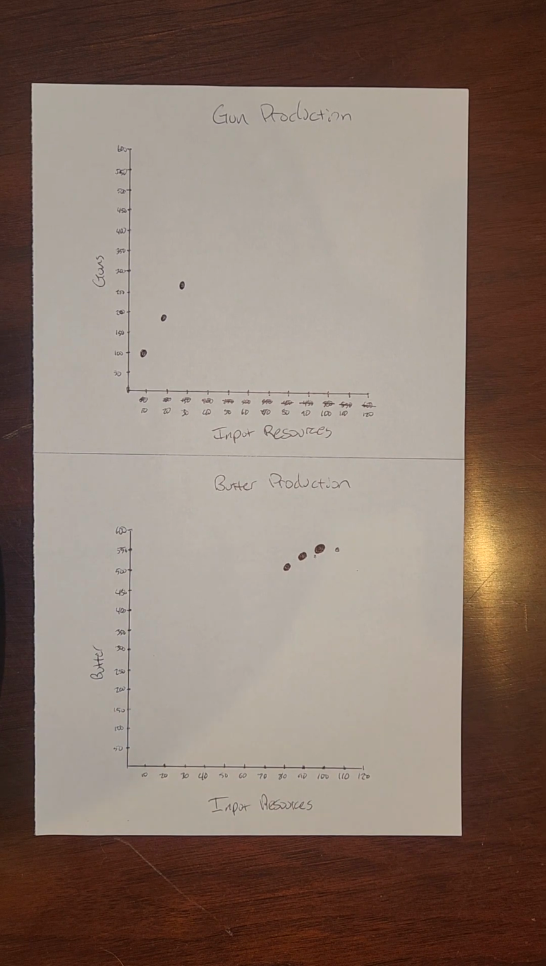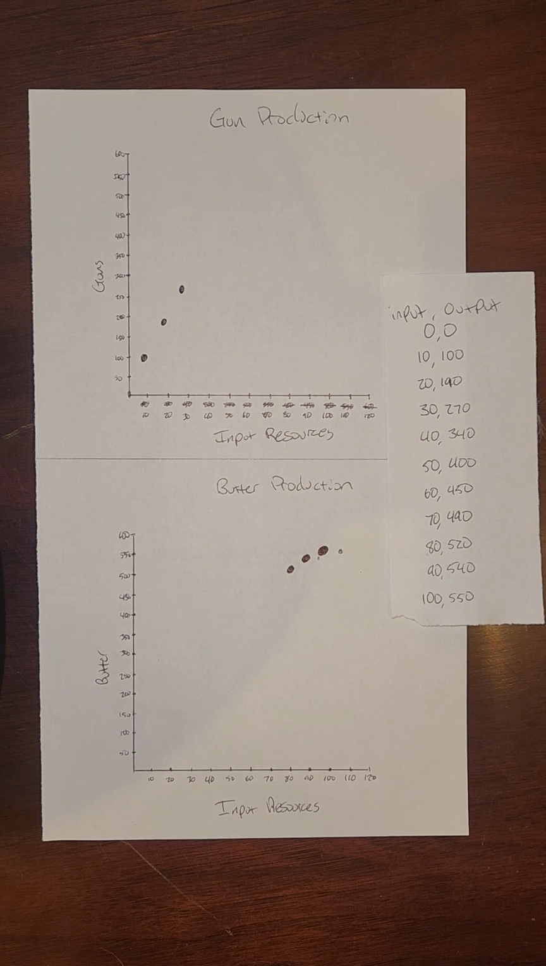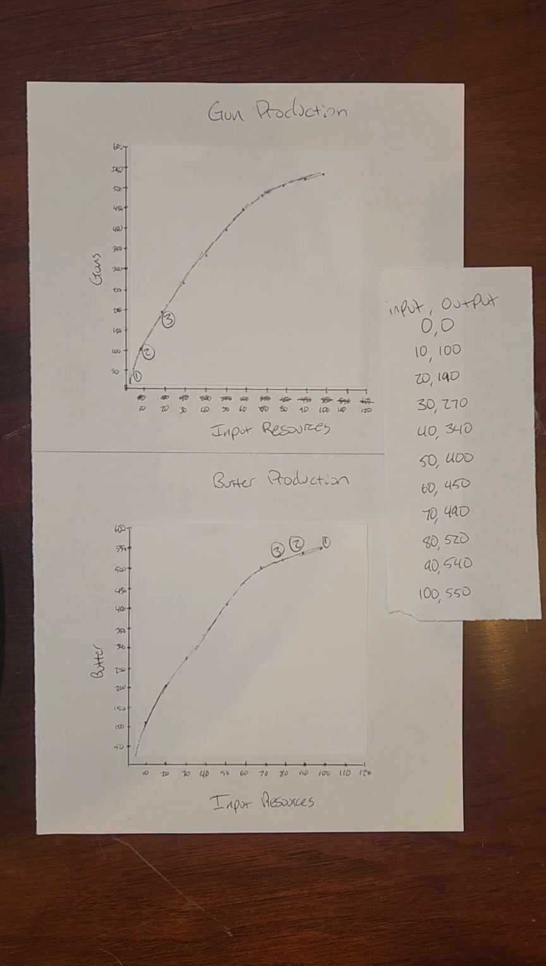For this example, let's assume our total amount of resources is equal to 100, and to keep things simple, both guns and butter will use the same data points, these data points right here. These data points, as shown by the decreasing slope on both graphs, abide by the law of diminishing returns. Now, let's say we invest all our resources into butter production and none into gun production. That would put us at 0.1 on both charts.